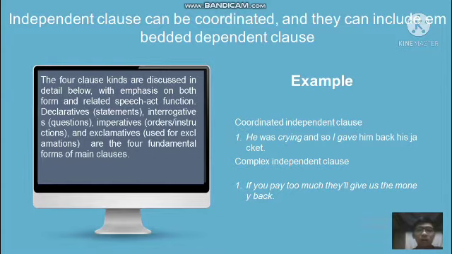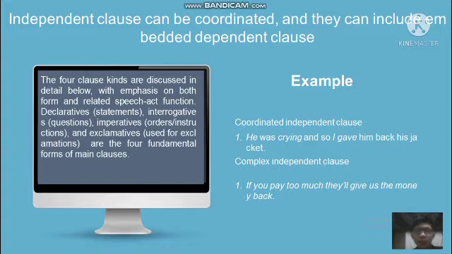So "he was crying" can be considered an independent clause because it gives us a complete thought and it has a subject and a verb. Okay? And "so" is a coordinating conjunction, and "I gave him back his jacket" is another example of an independent clause. It also gives a complete thought, and it also has a subject and verb, with "I" as the subject and "gave" as the verb.